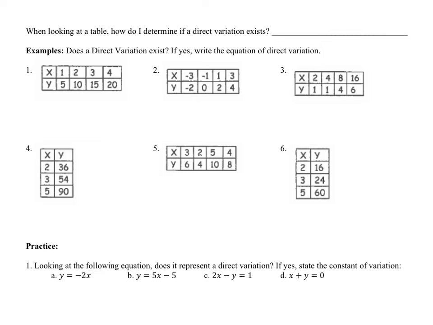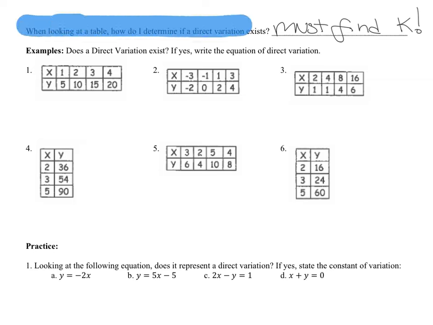When I'm looking at a table and I want to determine if a direct variation exists, I must find k. If k is the same for all of the values in my table, then I'm going to say yes, a direct variation exists. So whenever I have a table, I'm going to add a new row, and I want to find k.